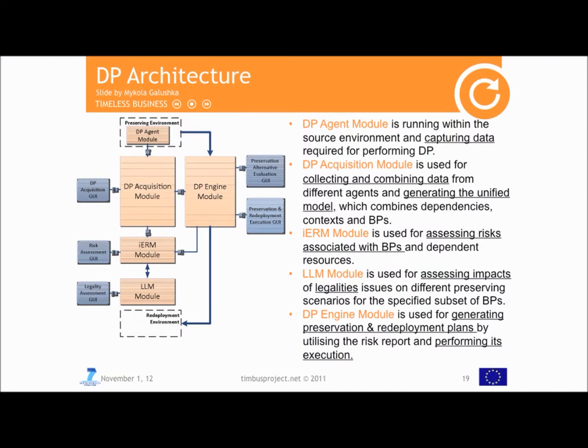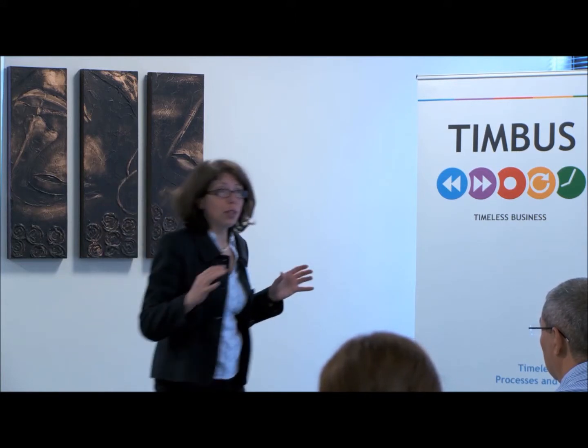There's an acquisition module that gets all the information from distributed digital preservation agents that give you information about what software is, what dependencies there are, what static and dynamic dependencies are, what the business process actually is and its functionality. There's a risk management module and a legalities module, and then the DP engine will do the preservation and the redeployment.